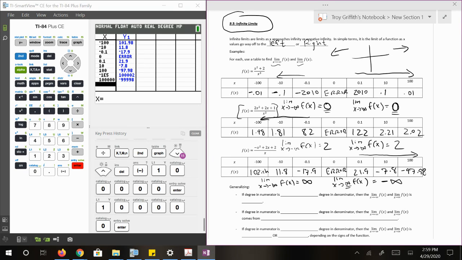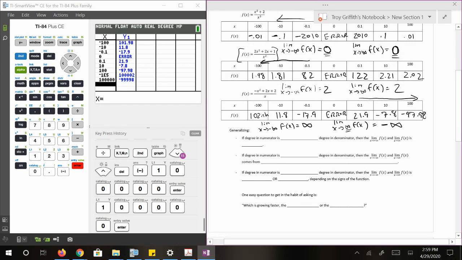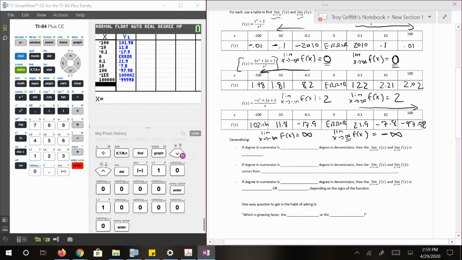Okay, so what I'd like to do now is try to generalize this and see if there's a rule that we can follow every time that we do one of these problems. Okay, so let me do a little bit of vocabulary here. When you see this word degree, what it means is the highest exponent. Okay, the degree is the highest exponent. So let's go ahead and fill in some blanks here.